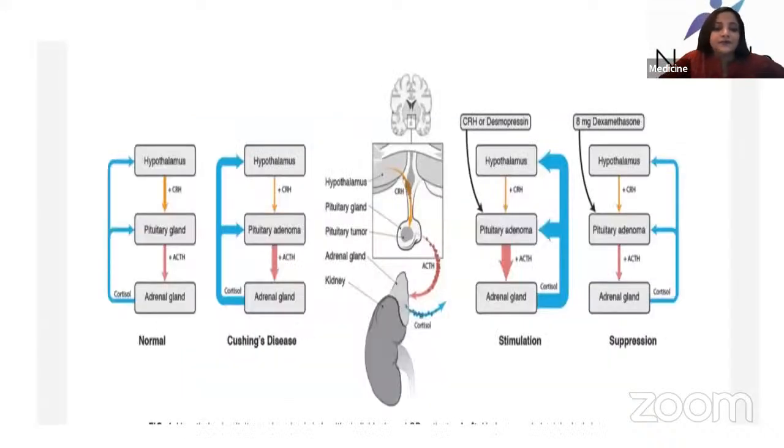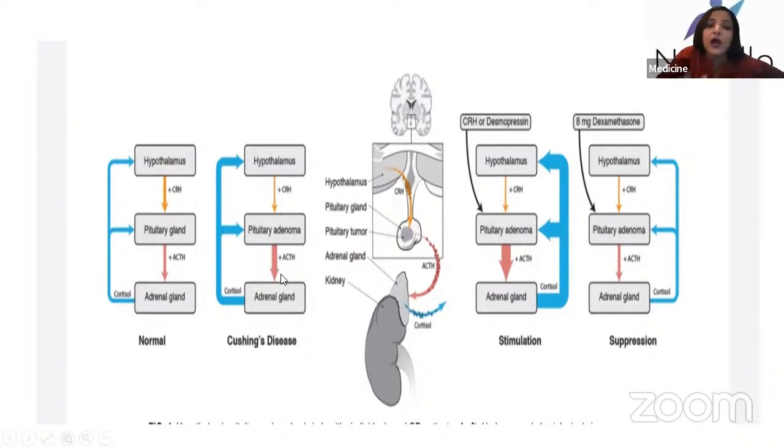The next thing is, as ma'am has already told you, the normal physiology is from the hypothalamus there is release of CRH, and from the pituitary there is a release of ACTH, and this ACTH then will lead to the release of cortisol from the adrenal gland. So this is normal. What is happening in Cushing's disease?